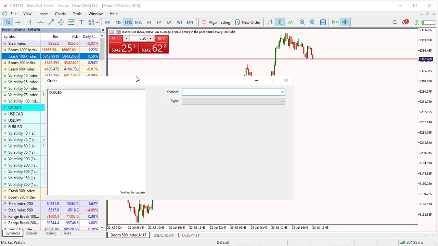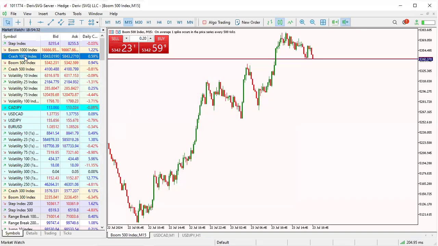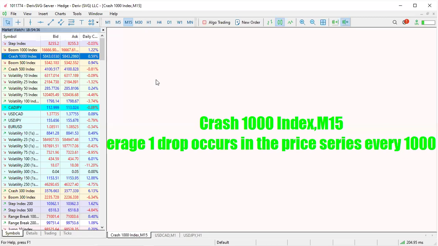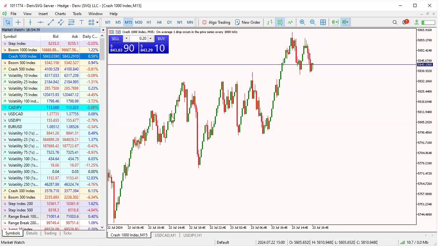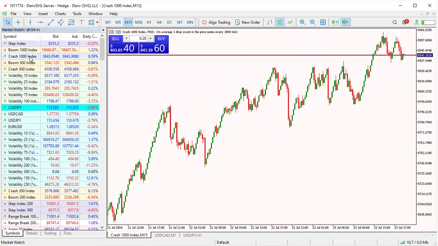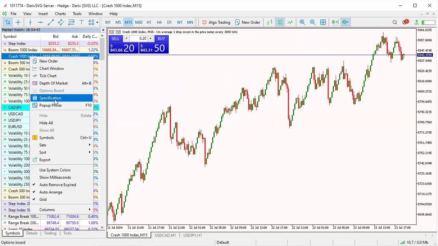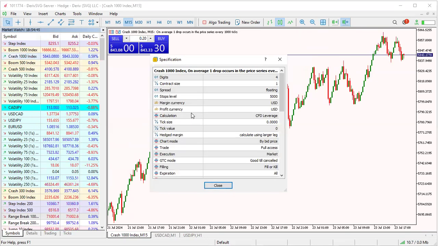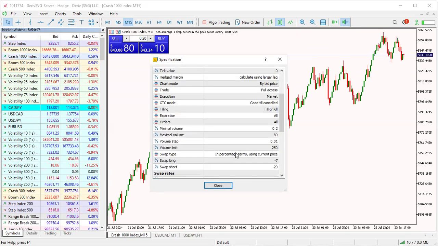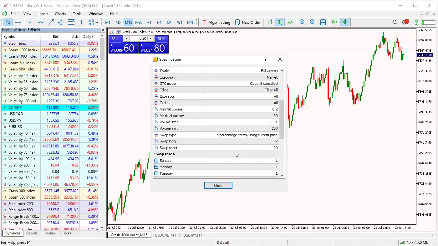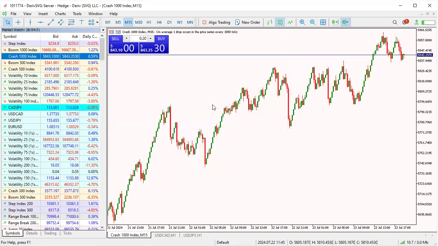And then we move to crash. Let's start with crash 1000. We simply drag it and drop it on the chart. Then it will automatically replace. We check the minimum lot size. What is the minimum volume on boom 1000? No, this time crash 1000. Still 0.2, okay? Then the behavior of crash 500 is the opposite of boom. So instead of it spiking, it's going to crash.